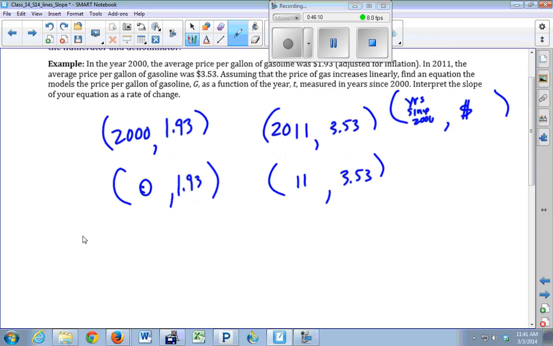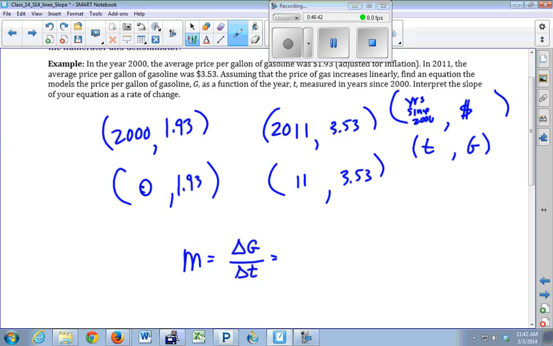Okay. So now the first thing I have to do to find the equation for this line is to find the slope. And this is where you want to be a little more aware of what your actual variables are. You're not using y and x anymore. You're using t and g. So you would write here the change in gas price over the change in time. And in terms of interpreting the slope, keep your units in when you calculate your slope.